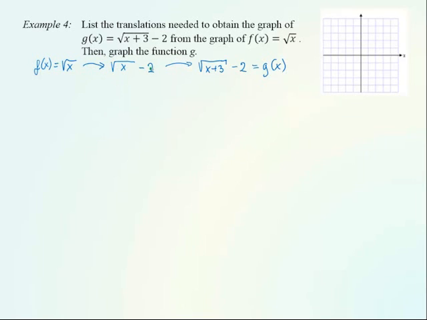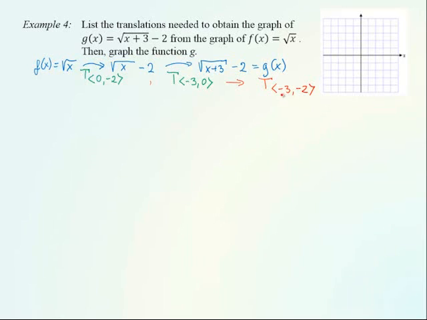Well, we're subtracting outside of the function, so it's a translation by the vector 0, -2. 2 steps down. And from here to there, we need to apply translation by the vector -3, 0. 3 steps to the left. So altogether, these 2 translations could be replaced by a single translation by the vector -3, -2.